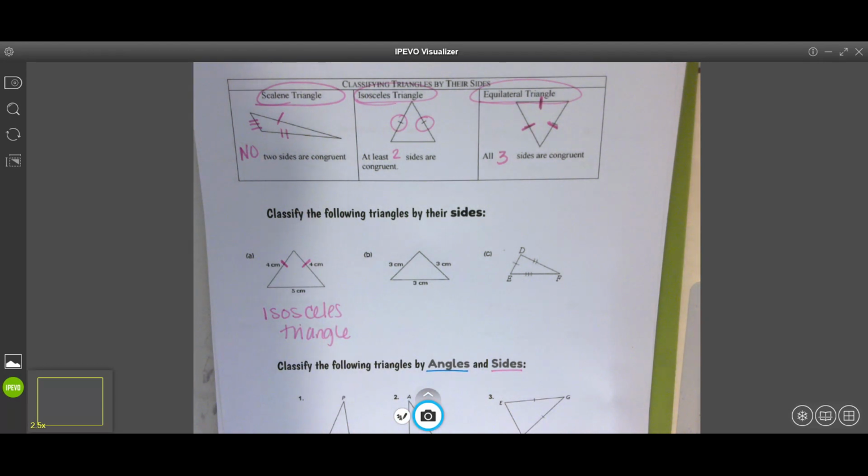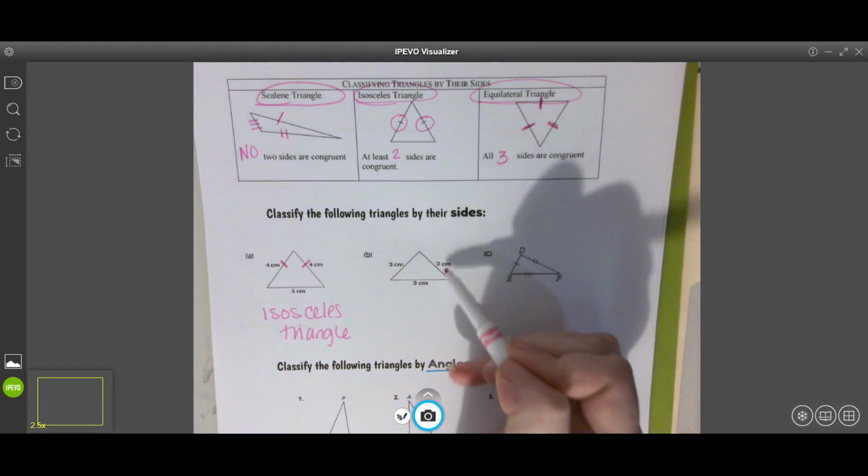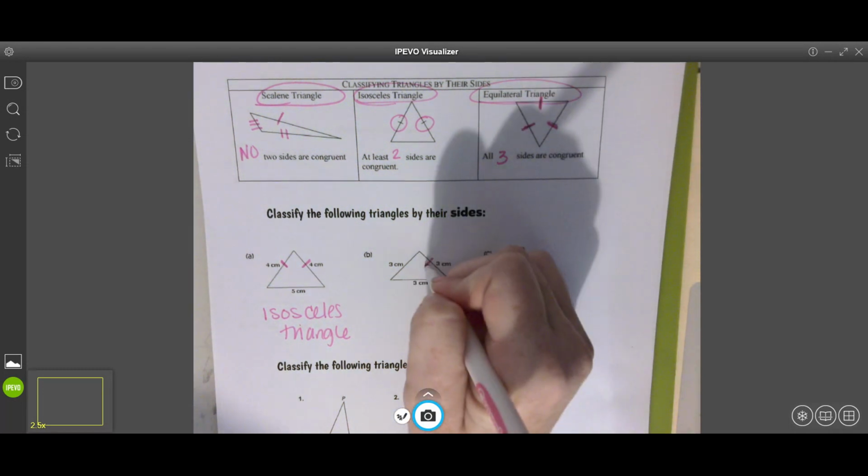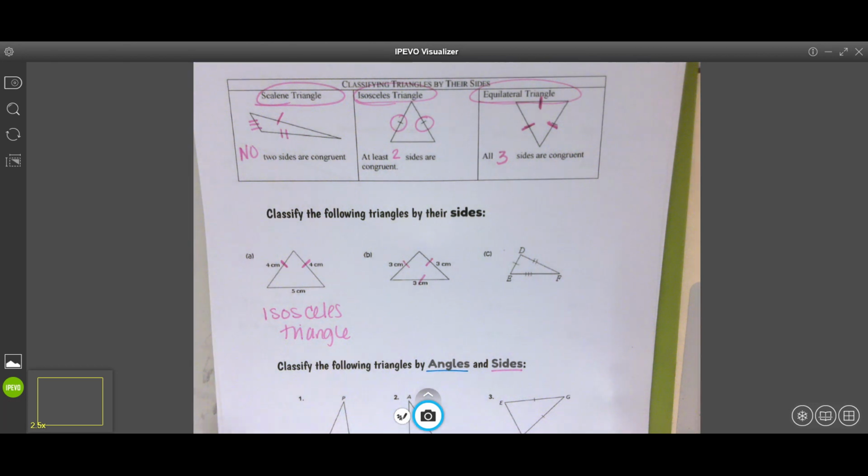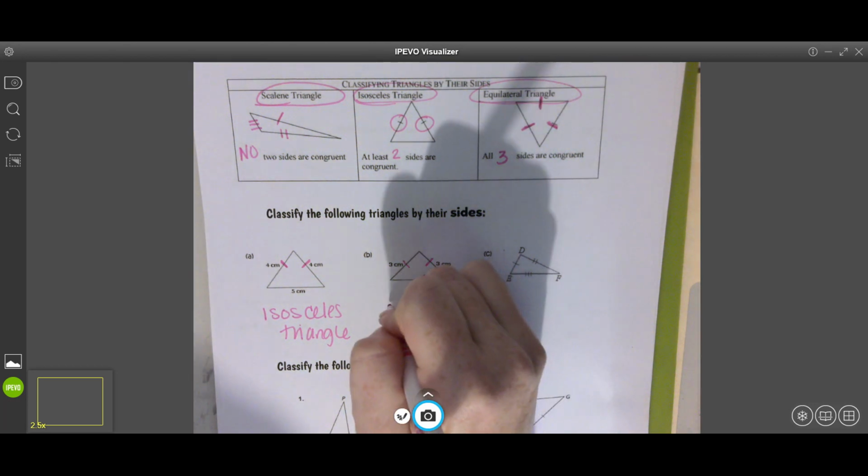All right, in letter B, we have 3, 3, and 3. So I'm going to put a tick mark on each side. So here all the sides are congruent. So I have an equilateral triangle.